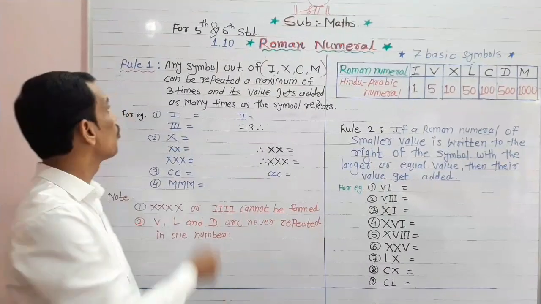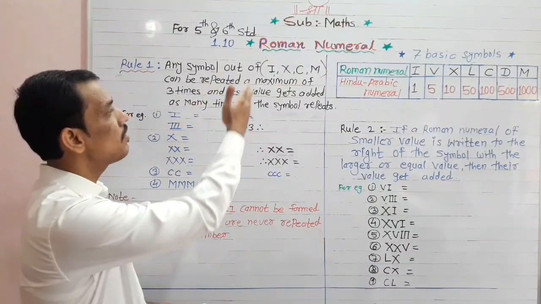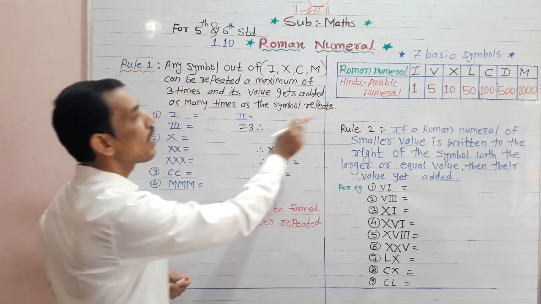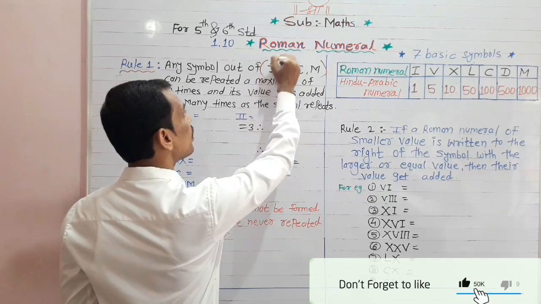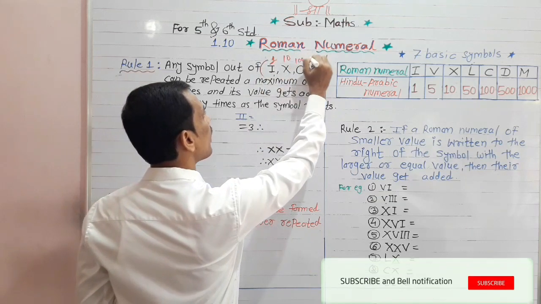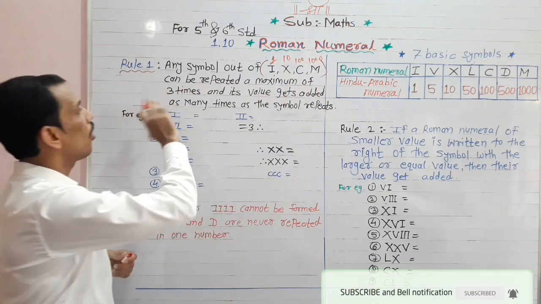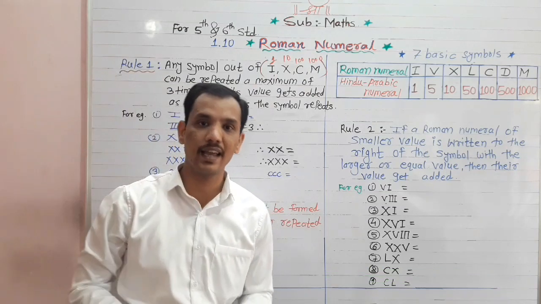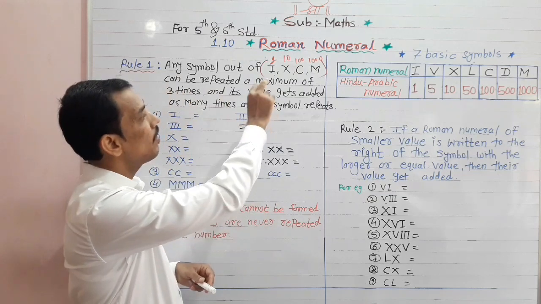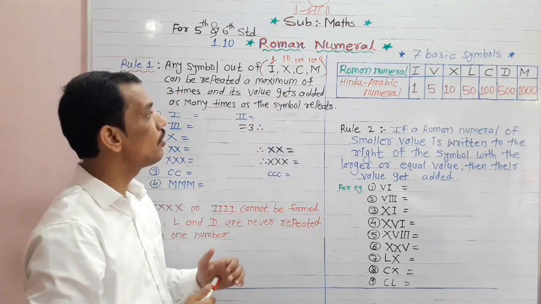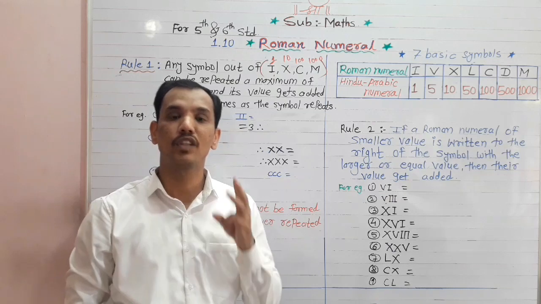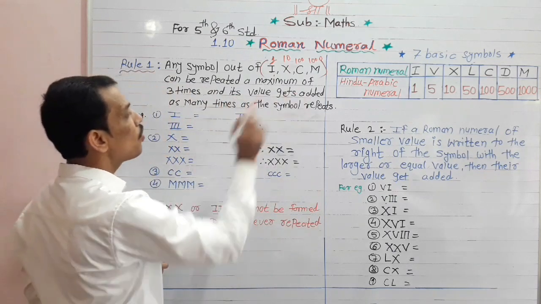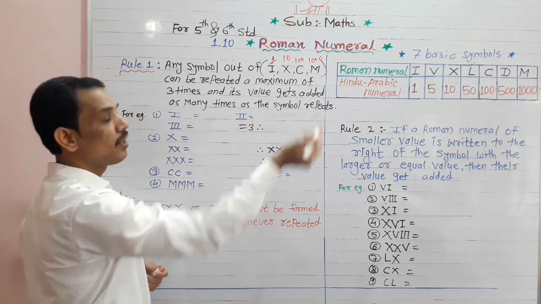Okay, we are going through rule number 1. Any symbol out of 1, 10, 100 and 1000, I am writing down the Hindu Arabic number for each symbol. This symbol can be repeated a maximum of 3 times. Students, rule number 1 tells us that for 1, 10, 100 and 1000, these symbols can be used a maximum of 3 times, not 4 times. Only 3 times you can use it, and its value gets added as many times as the symbol is repeated.